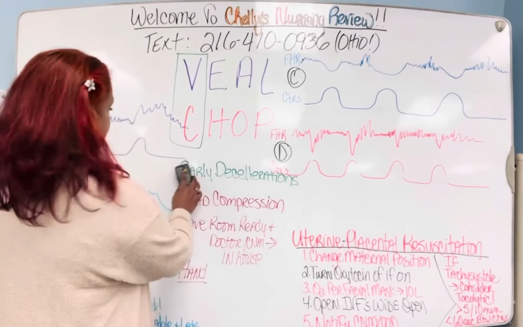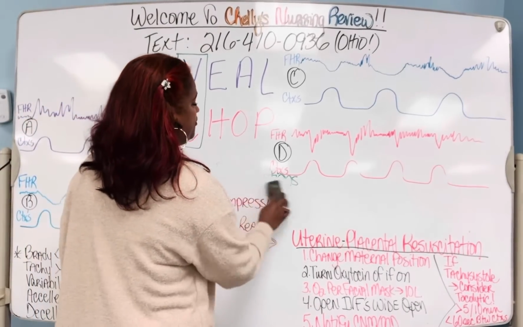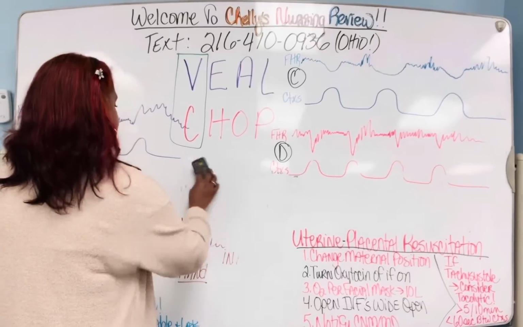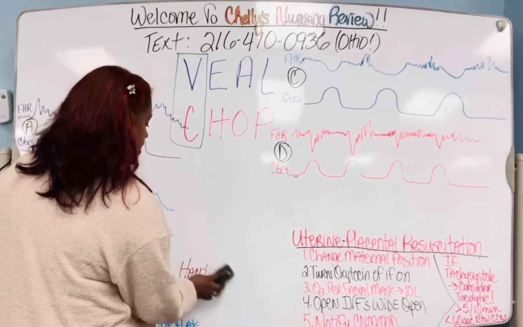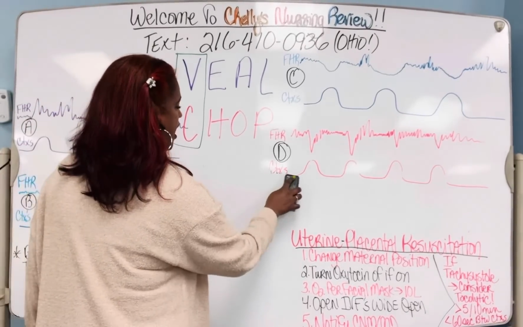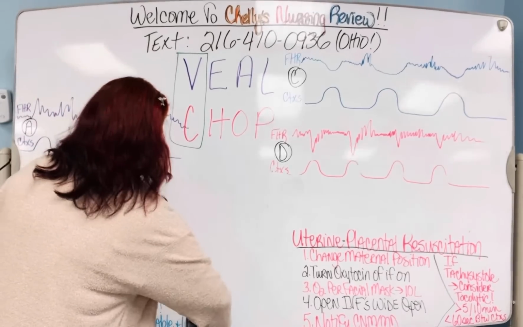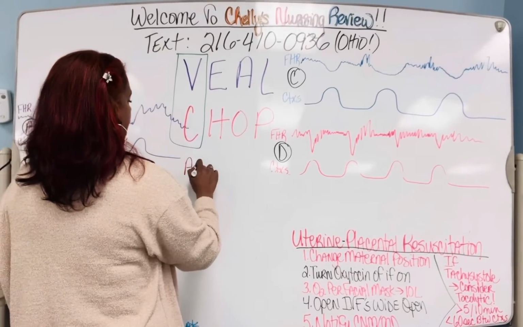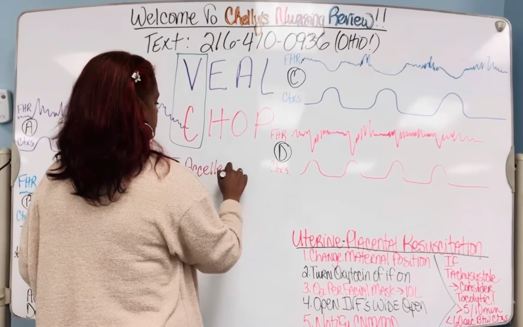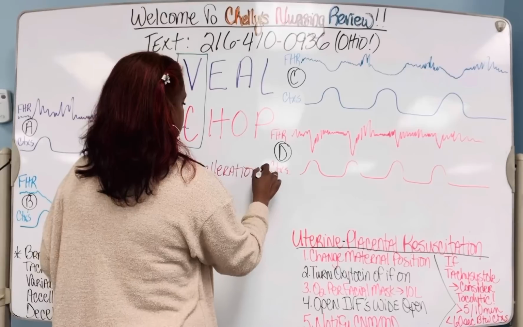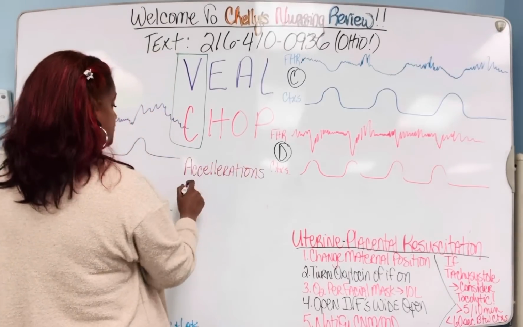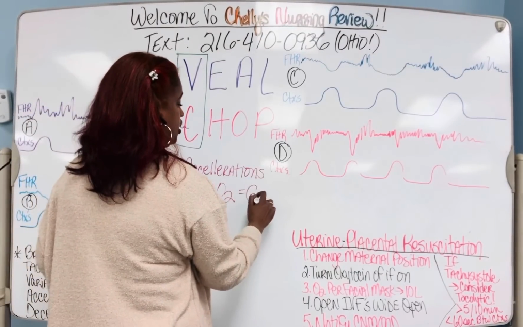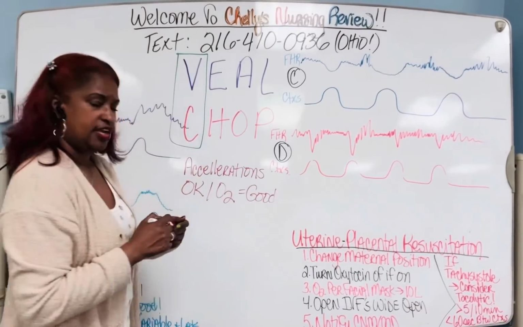Next is the A and the O. Now, the A and the O, the A stands for accelerations, and I'm going to show you that in just a bit. So here we go. This A stands for accelerations, and this O stands for okay. O2 is good, right? Let's talk about that.